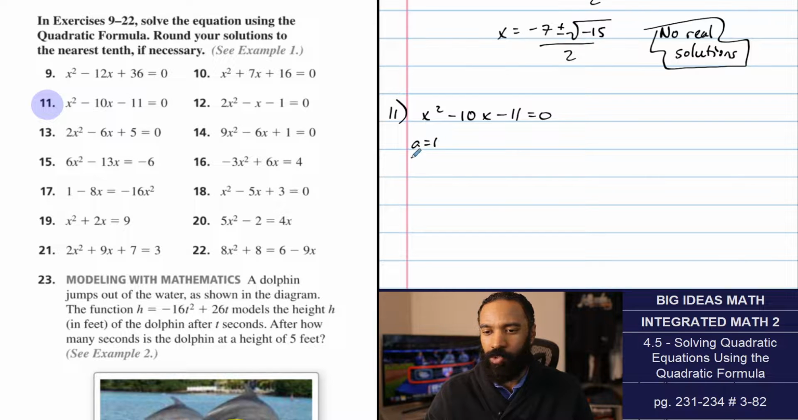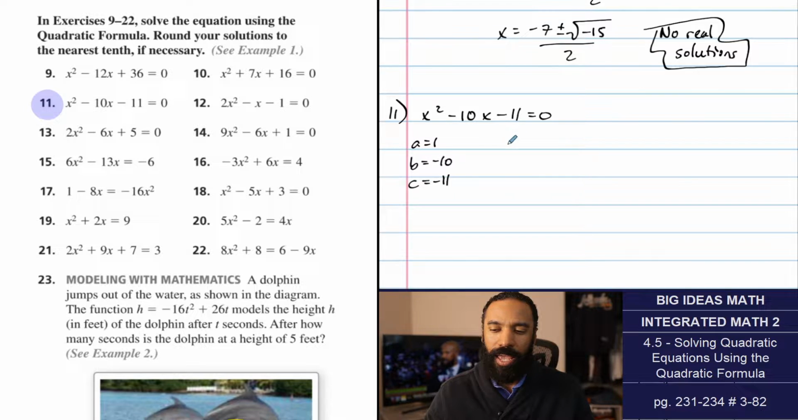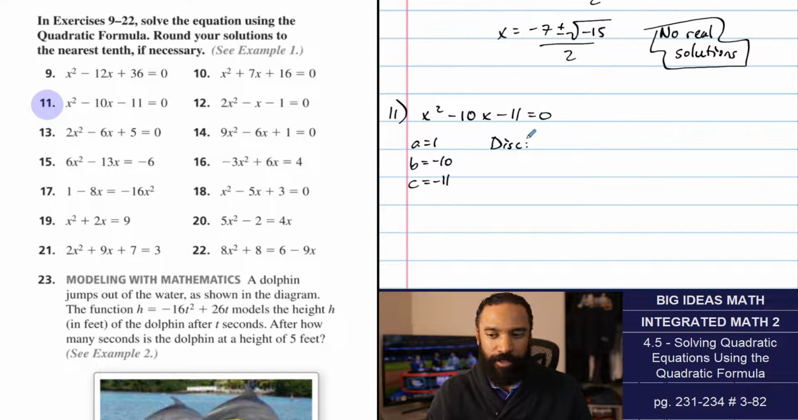Quadratic formula would be a is 1, b is negative 10, c is negative 11. And let's start with the discriminant. I'm going to write disc for discriminant. If you ever see me do that on a video, that's fine. If I just write D, you'll understand. We're going to start with just b squared minus 4ac.